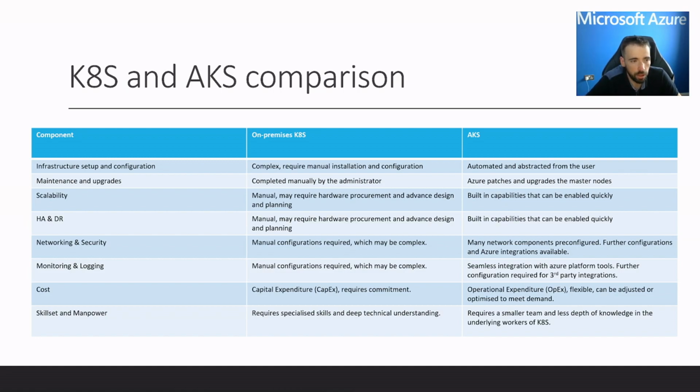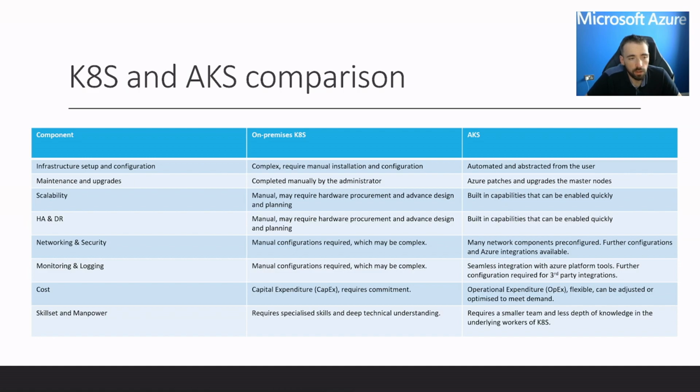We then have networking and security, and the same for monitoring and logging. On-premises, it's all manual configuration and can be quite complex and requires specific skills, whereas with Azure, for networking, the components are pre-configured, they work out of the box. We can do further configurations and integrations, so for example, with Azure VNets, we can integrate it there so we can get on-premises connectivity and so on, but this is simplified when compared to on-premises. In terms of monitoring and logging, in Azure, we've got seamless integration with Azure platform tools. Further configuration may be required for third-party integrations, though.